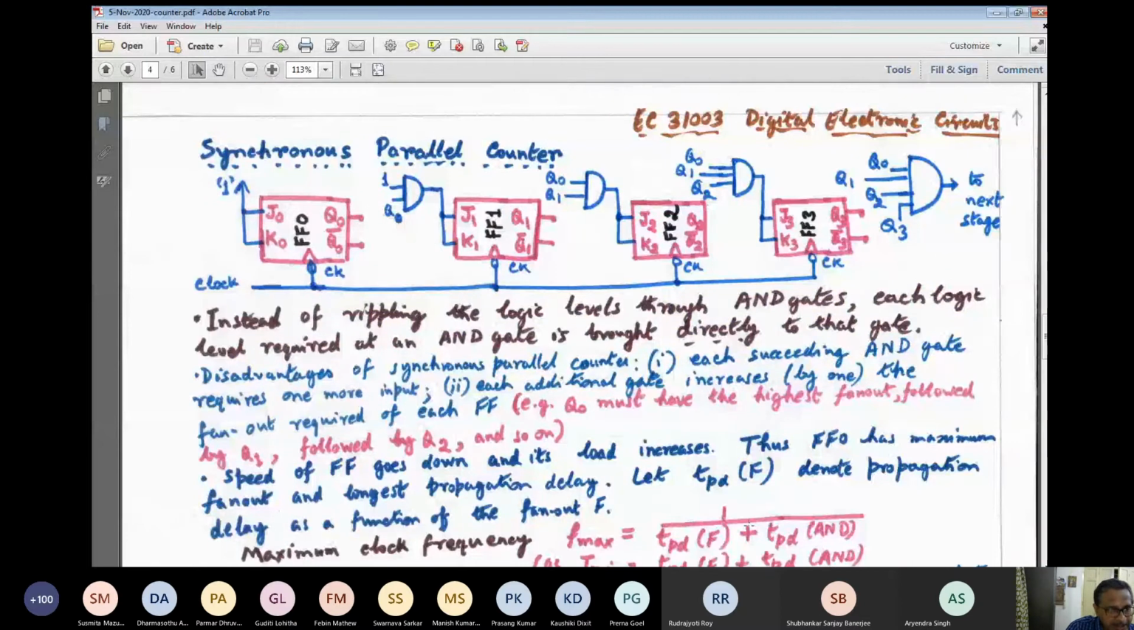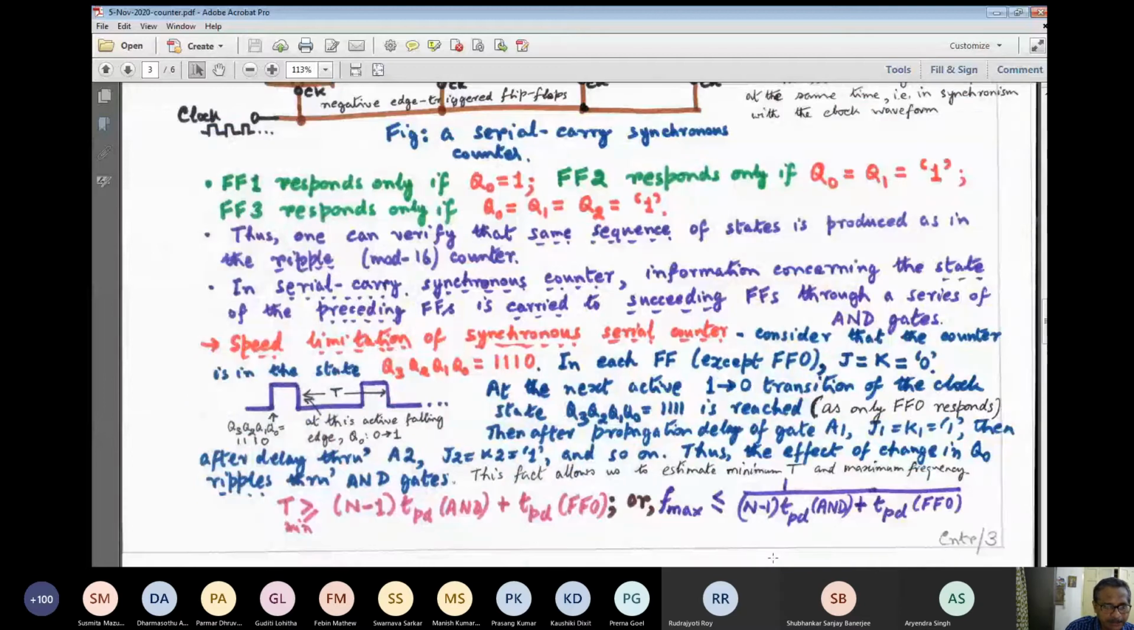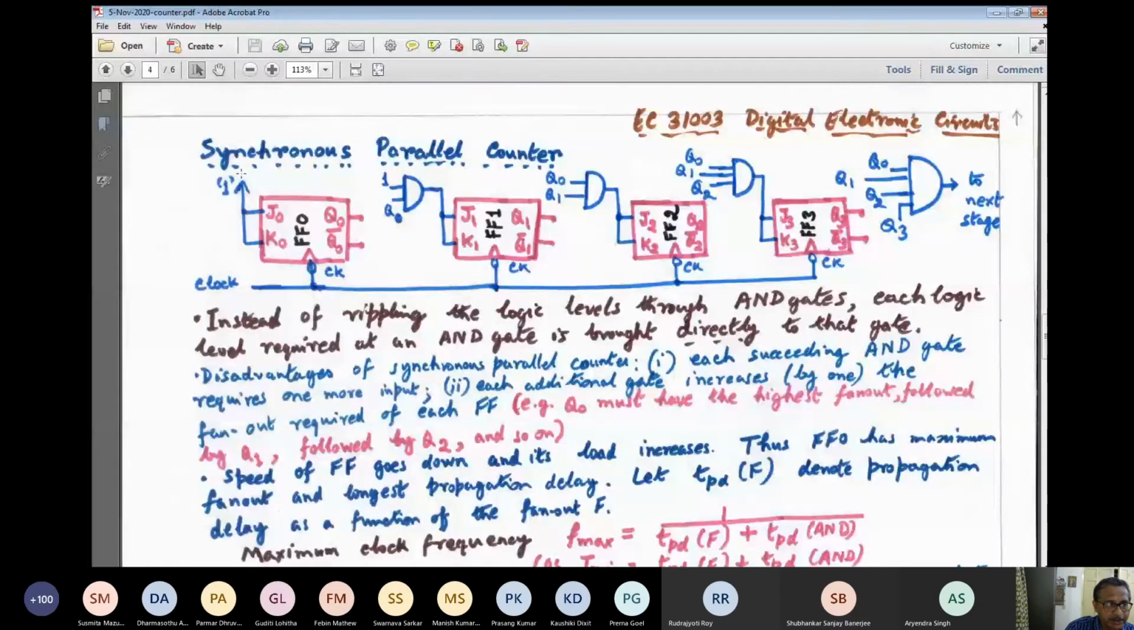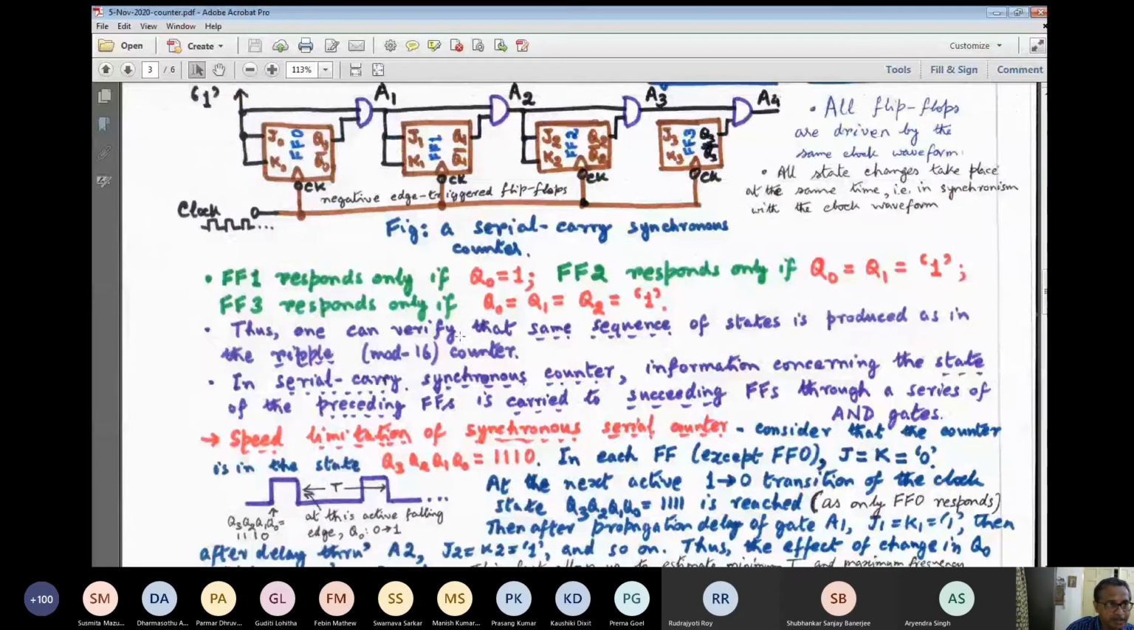Okay. Further increase of the clock frequency, you see. So I believe it is clear now. That means serial carry means so many AND gate delays will be called for. Here, a further increase of the clock frequency is achieved when we bring in the synchronous parallel counter. Earlier it was a synchronous serial counter.